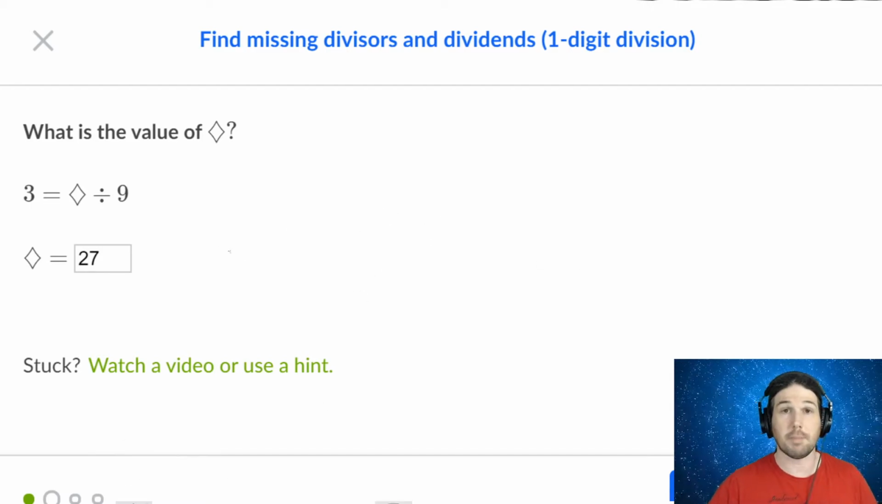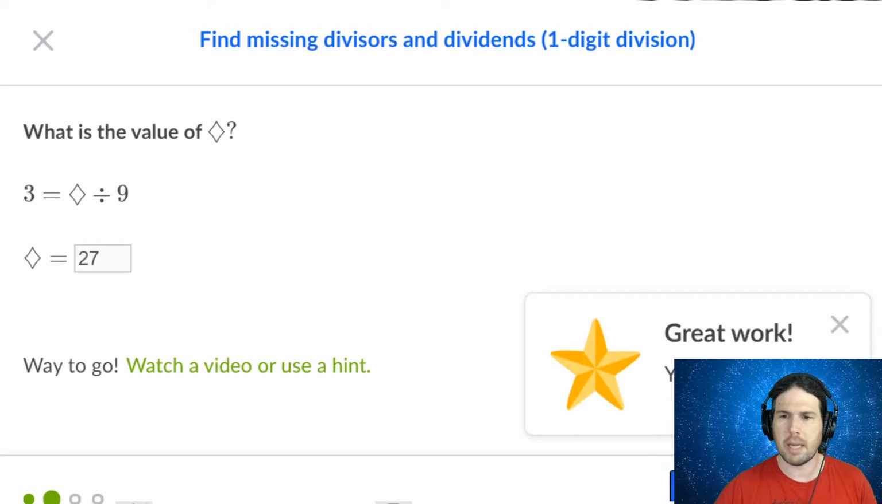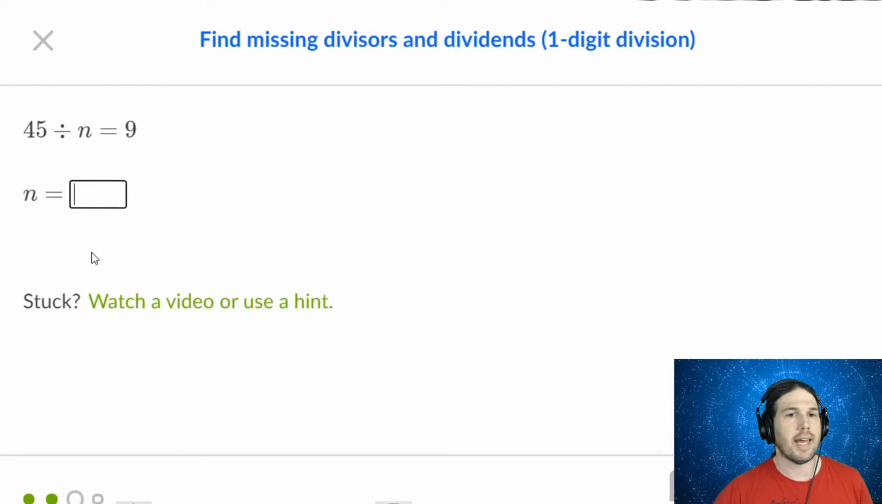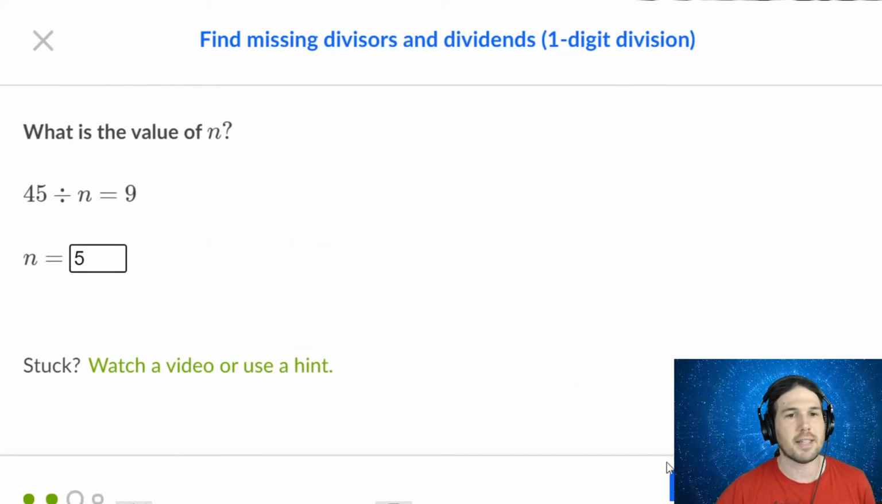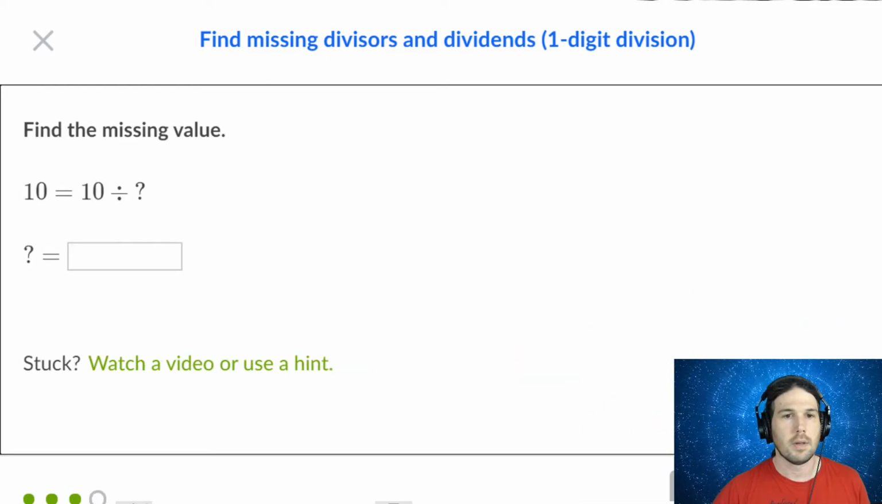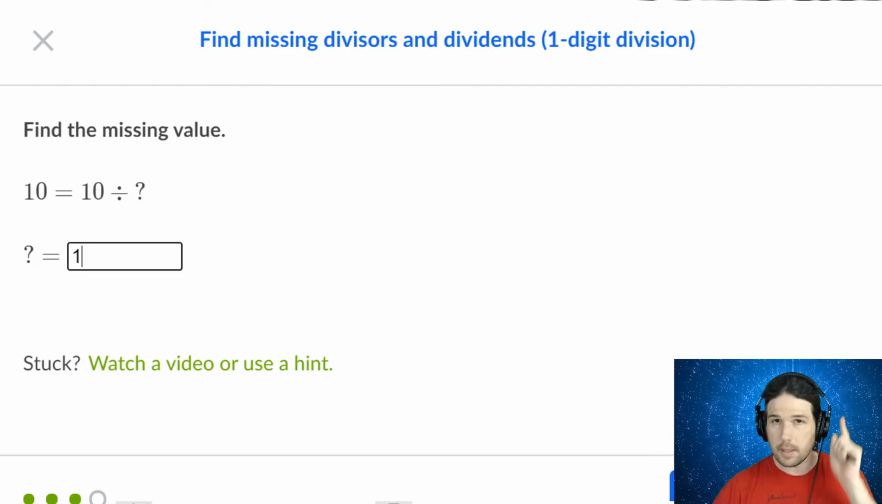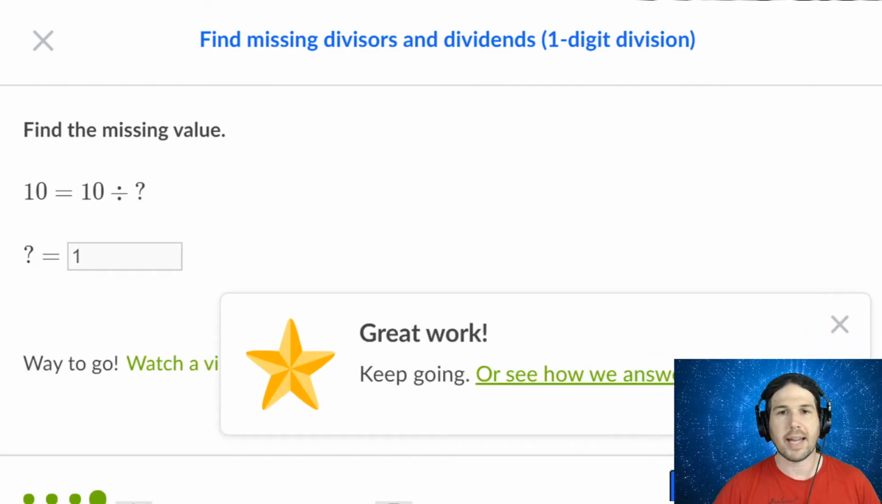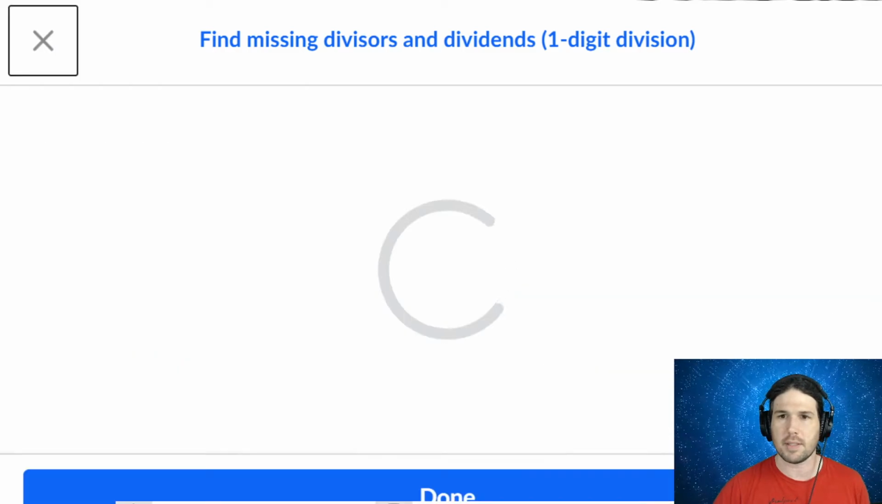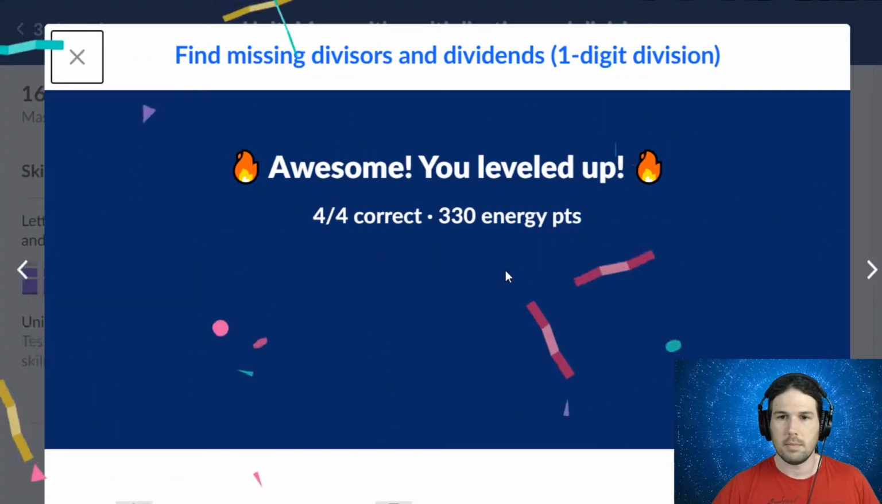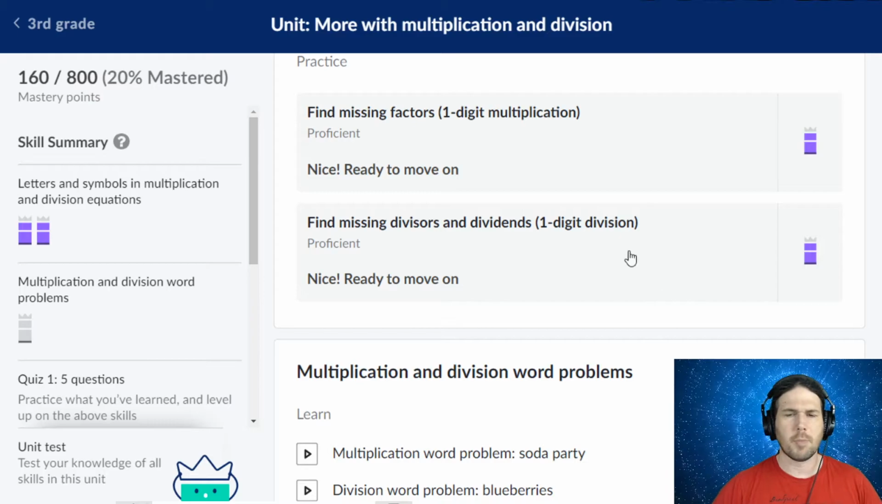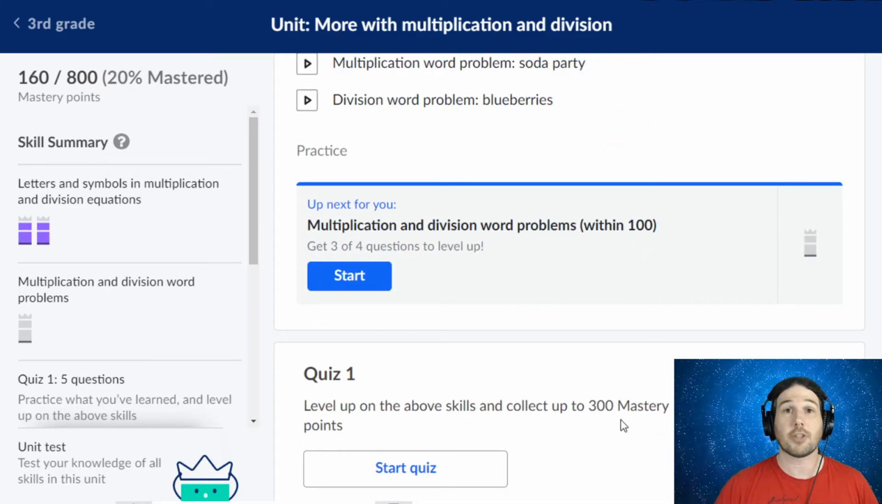Anyway, bit of a tangent, but once again, no shame if you get your order wrong, especially if you're going too fast. What is the value of n? 45 divided by 5 is 9. And then 10 is 10 divided by 1, because anything divided by 1 is itself. And that is missing divisors and dividends. Like I said, this multiplication and division gets a lot faster once we get away from the dreaded fractions.